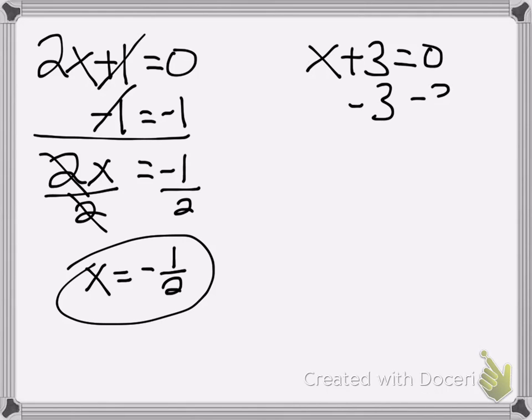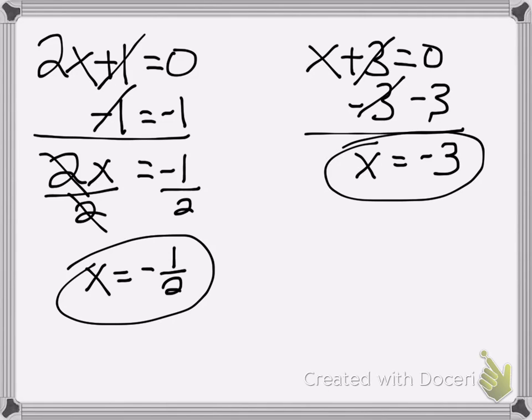This one's going to be really easy to solve. We get x equals negative 3. Okay. Negative 3. Alright.